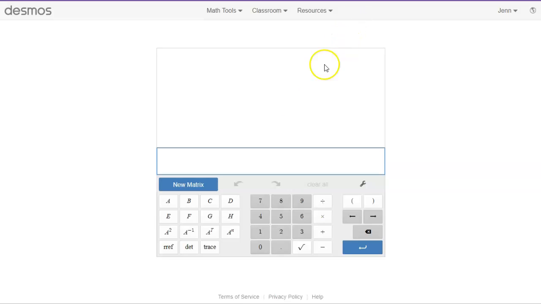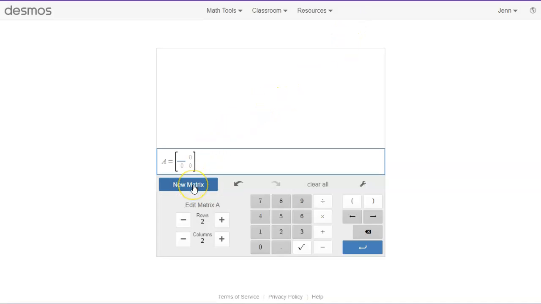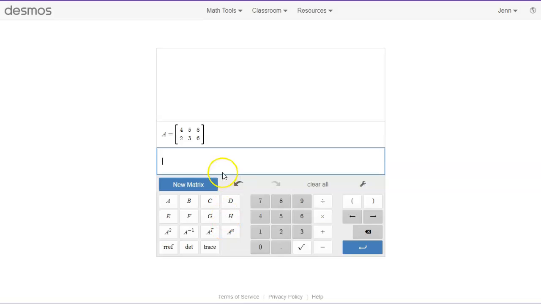We'll do this last problem that we did by hand. We just click New Matrix. And remember, ours was 3 columns, right? We had x value, y value, and then the number. So we actually need another column here. It just gives us 2 by 2 by default. I want to add another column. And now this looks more like the matrix we were working with. And our original matrix was 4, 5, 8, and then 2, 3, 6. All I do is I just type those in and press enter, and now it has defined matrix A for us. Remember, that is 4x plus 5y equals 8, 2x plus 3y equals 6.